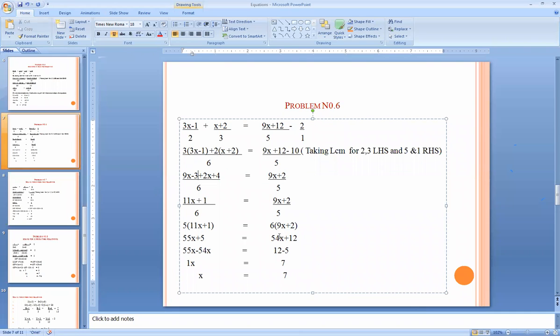Then you have to shift this 54x to the left hand side. It becomes minus 54x equals. Then 12 is remaining again at the right hand side. But plus 5 is there in the left hand side. Shift to the right hand side, it becomes minus 5. Means when you are going to shift the x from the right hand side, it will become minus 54x. This plus 5 should be shifted to the right hand side, it becomes minus 5. 55x minus 54x is 1x equals 12 minus 5 is 7. So x equals 7 by 1, it is nothing but 7. So this is how we need to go for the calculation.